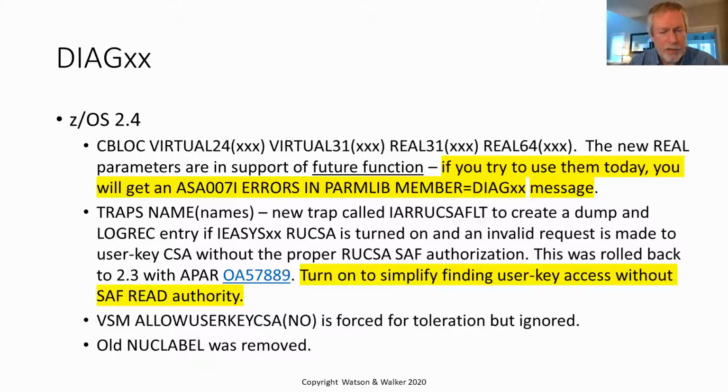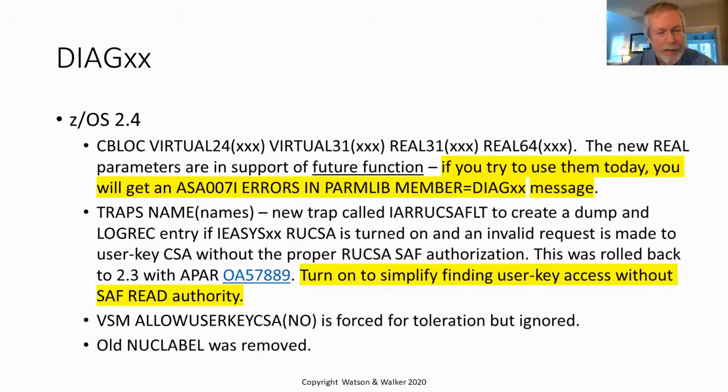Next one, all I want to point out here is two things. One, the CBLOCK, again, same parameter. The REAL31 and REAL64 keywords are really there for future use. If you specify them, you'll actually get an error message, so just ignore them for the time being; presumably in the next release of z/OS, IBM will use them. The other thing is, if you look in the manual, the layout is a little bit messed up.